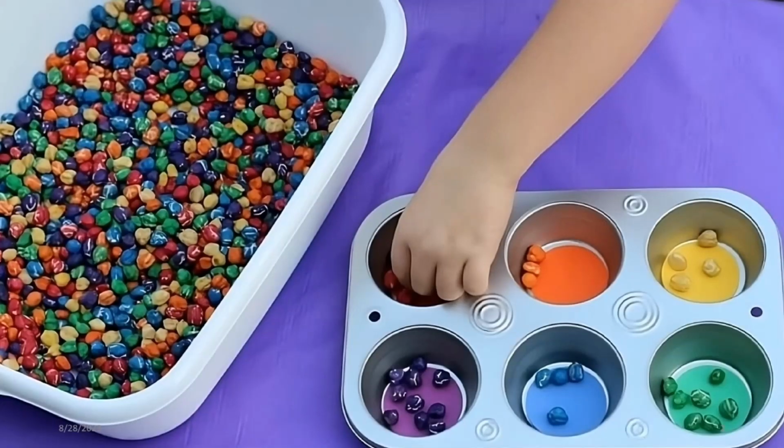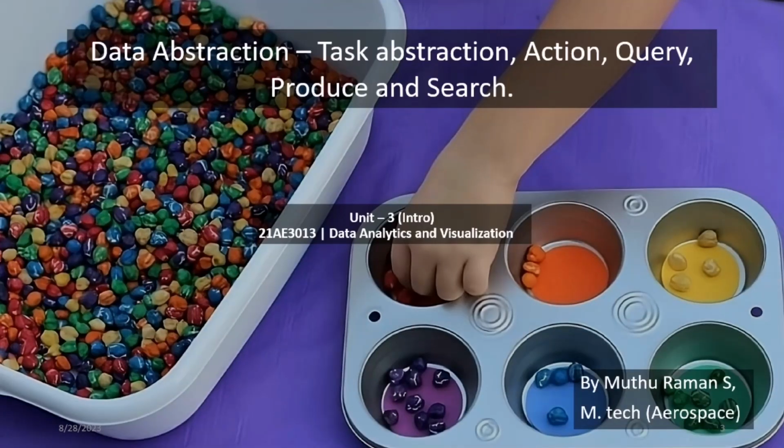As you can see in the image, there is a variety of colored chickpeas in a basket, and the child is trying to sort those colored chickpeas into six various colors. The process of sorting the data into six different types is called data abstraction, which is the theme of our topic. Data abstraction is the third unit of data analytics and visualization.